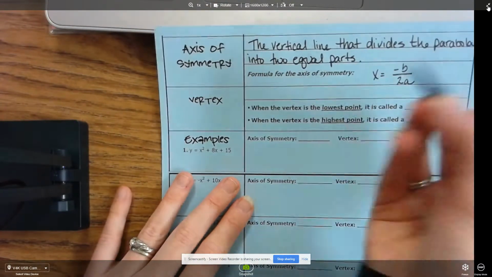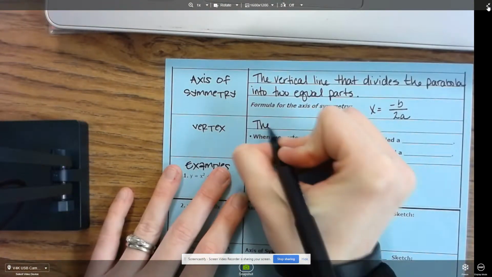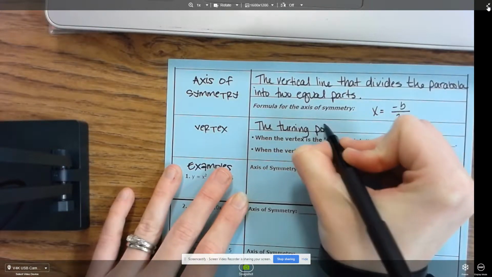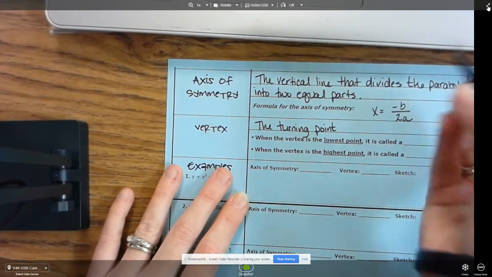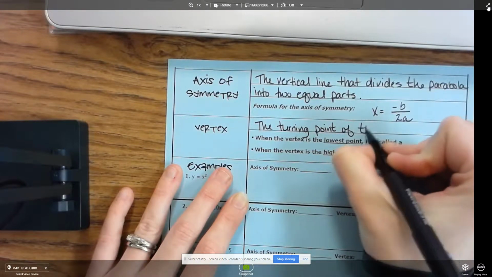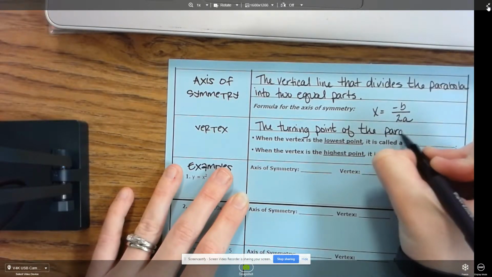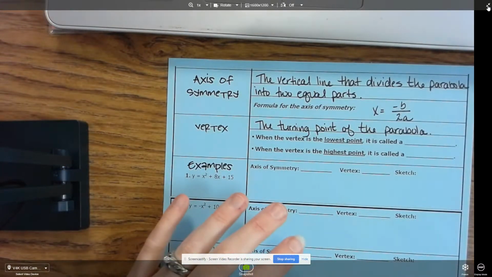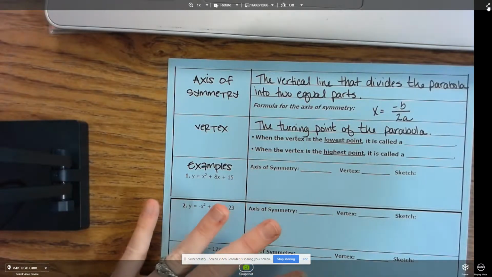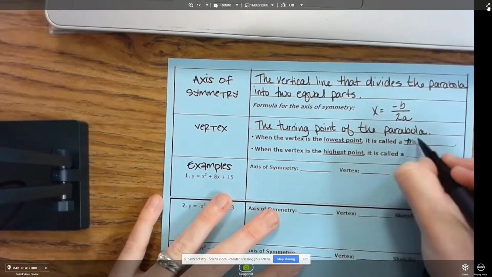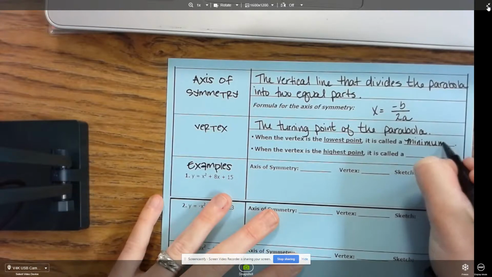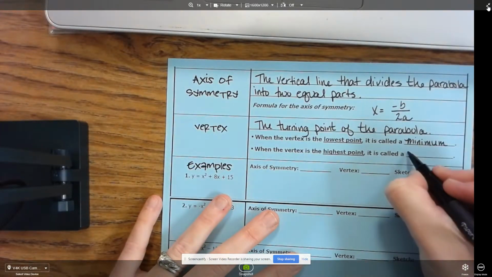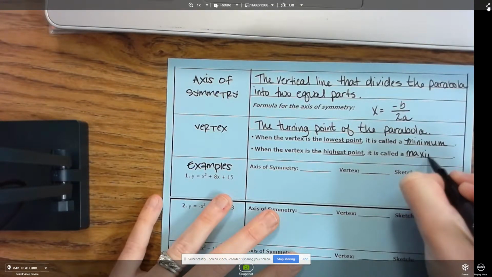The vertex is the turning point of the parabola. When the vertex is the lowest point, it is called the minimum. And when the vertex is the highest point, it's called a maximum.